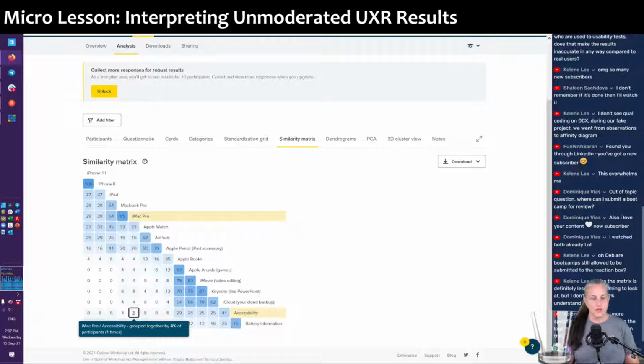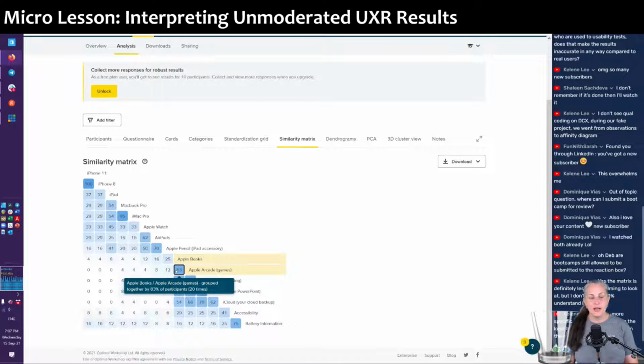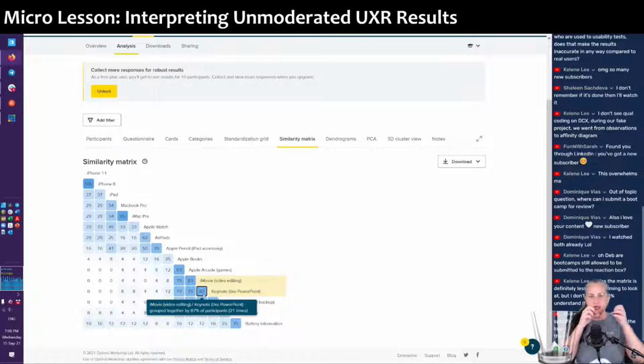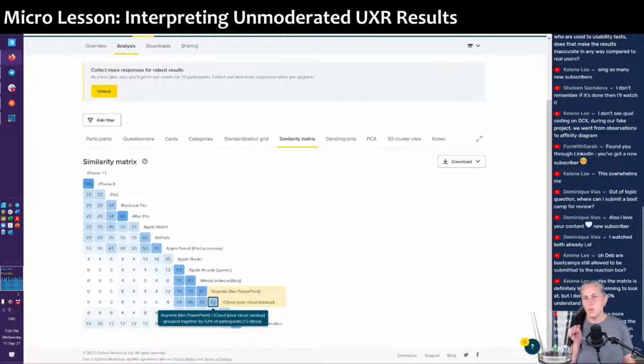But whereas here we see a lot of affinity, Apple Books and Apple Arcade and iMovie, iMovie and Keynote, we can see from these pairs, now we have a group. Apple Books, Apple Arcade, iMovie, and Keynote seem to go together because they've got a strong affinity. iCloud, a little bit weaker affinity. So does it go with these others? We have to think about that. As these scores are dropping, we have to decide, are they part of that group or are they part of another group?